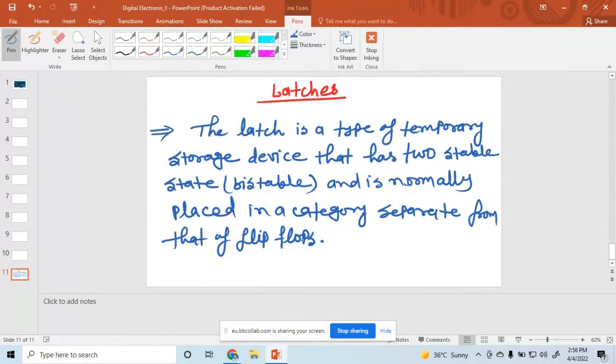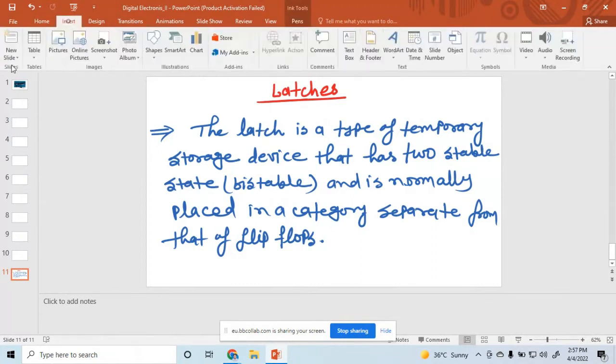in either of two states using a feedback arrangement, in which the outputs are connected back to the opposite inputs. So I'm saying a latch is a type of temporary storage device that has two stable states. Due to two stable states, it is called bistable, and it is normally placed in a category separate from the flip flop.